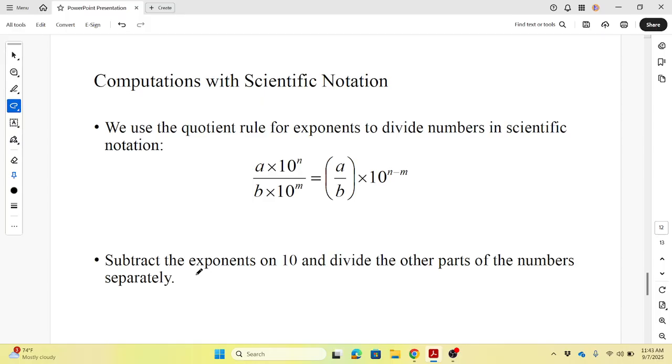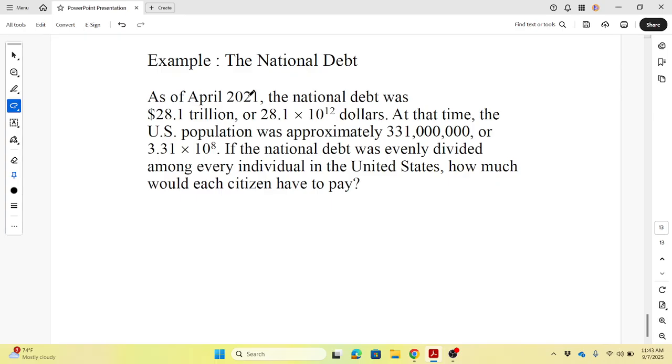Okay, similarly, when you divide a scientific number by another scientific number, the same rule applies. This is the example I was talking about at the beginning. This is one of the application examples where 28.1 trillion can also be written as 28.1 times 10 to the power 12, which is not exactly scientific notation, and 331 million can also be written as 3.31.